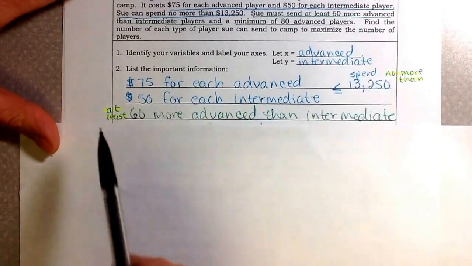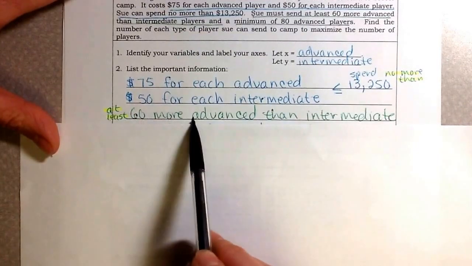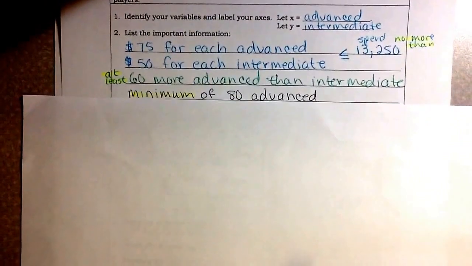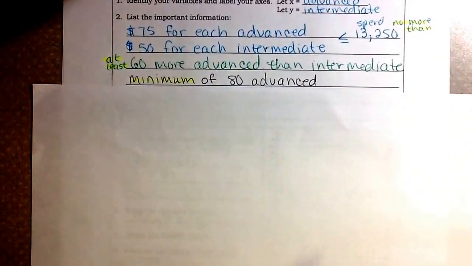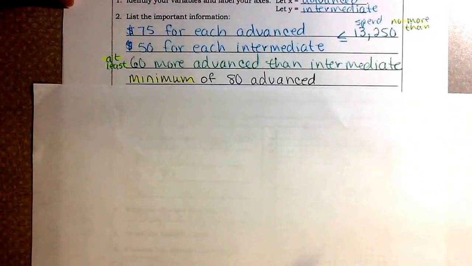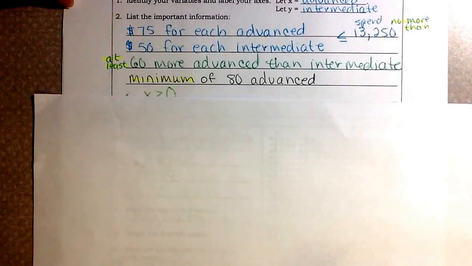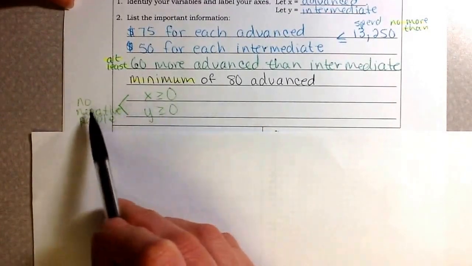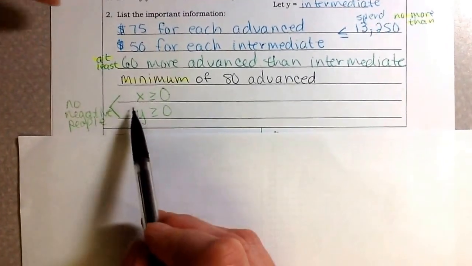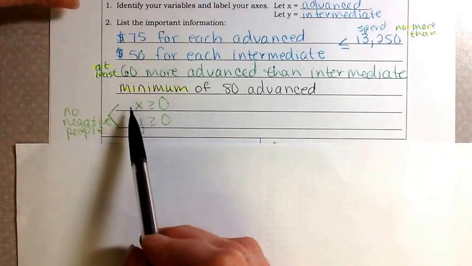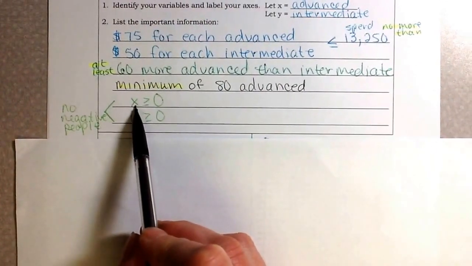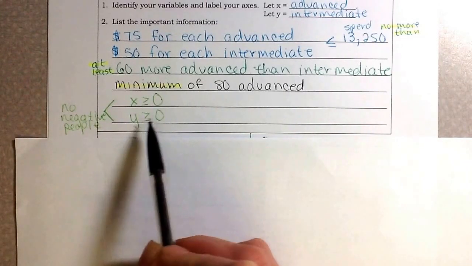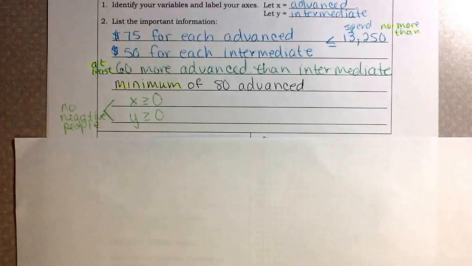The next one says at least 60 more advanced than intermediate. So that's another thing I need to come up with an inequality for. A minimum, so that would be at least 80 advanced players. And then we're going to throw these two in because we can't have negative people. You know that, but when you're graphing, you need to close in your feasible region. So we know that the advanced players have to be greater than or equal to 0, and the intermediate players have to be greater than or equal to 0.